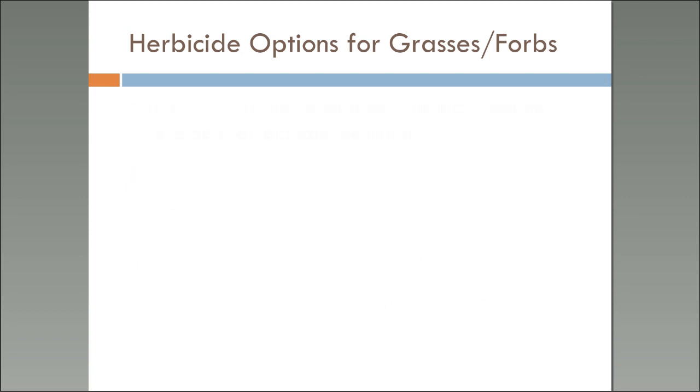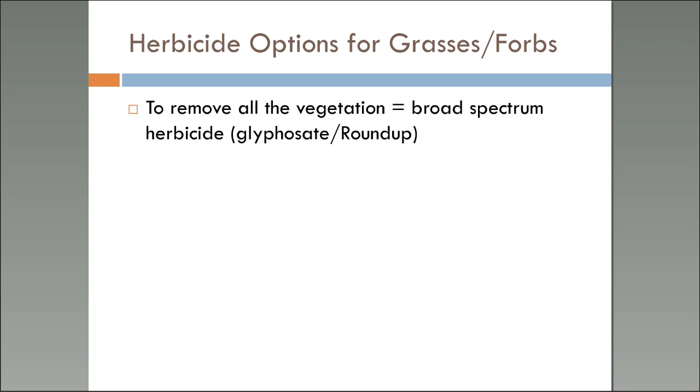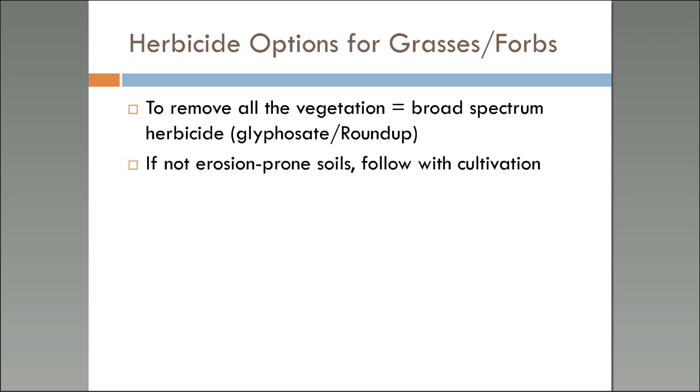So let's look at some herbicide options for grasses and forbs. The most common one that people use to remove all the vegetation is a broad spectrum herbicide. Typically we use glyphosate or Roundup. Glyphosate is the active ingredient in Roundup, so there's many different versions of Roundup available. That's going to take out everything that's growing. So it's not selective. It's going to take out all of your grasses and all of your forbs. So be prepared for that shock. If you were hoping to keep something that's on your property, then a broadcast application of glyphosate is probably not for you.